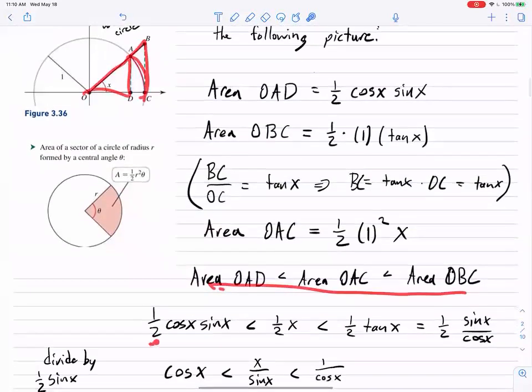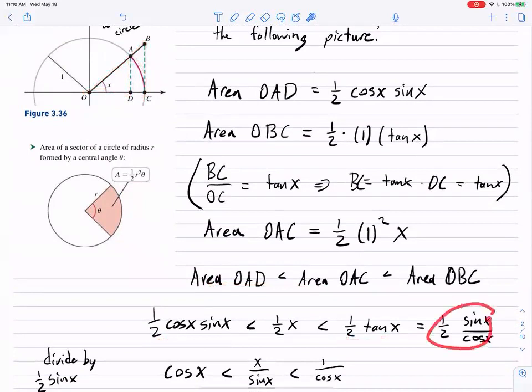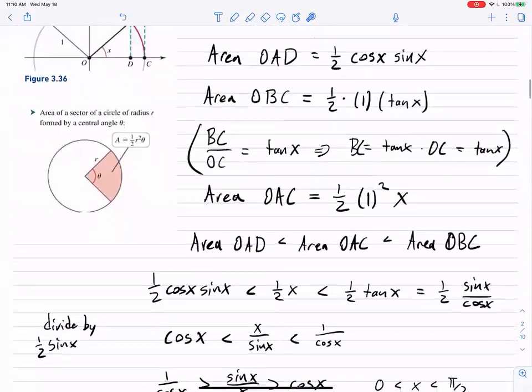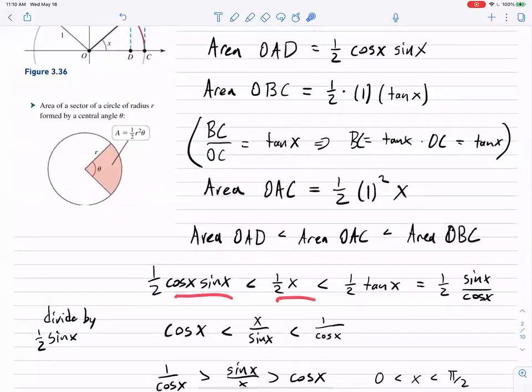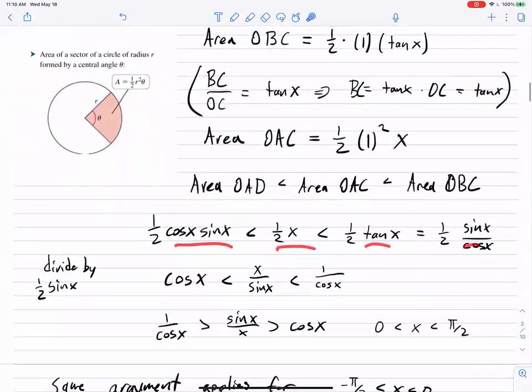That gives us this inequality: 1/2 cosine x sine x is less than 1/2 x is less than 1/2 tangent x, so that's 1/2 sine of x over cosine of x. So what we can do is divide every single thing by 1/2 x, because they all have 1/2, and you get cosine of x is less than sine x over x is less than 1 over cosine x.